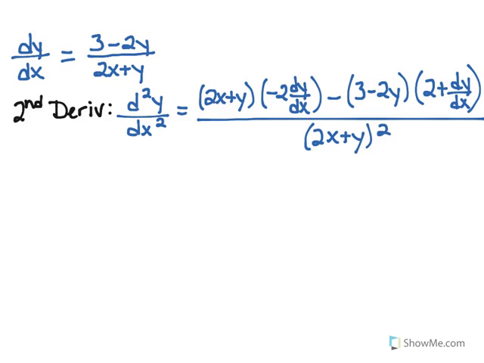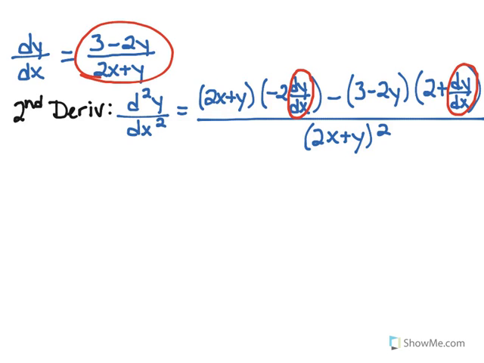Now we are not going to FOIL this out. We're going to leave it as (2x plus y) quantity squared for the entire problem. So what I'm going to do next is I am going to go through and replace all of my dy/dx's with their equivalent expression, (3 minus 2y) over (2x plus y). And this is where things are going to start to get a little bit messy.